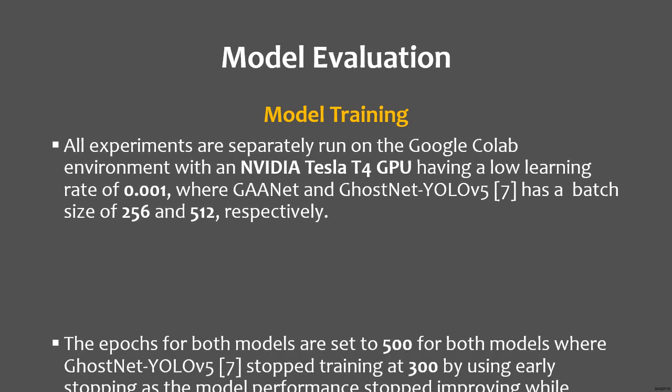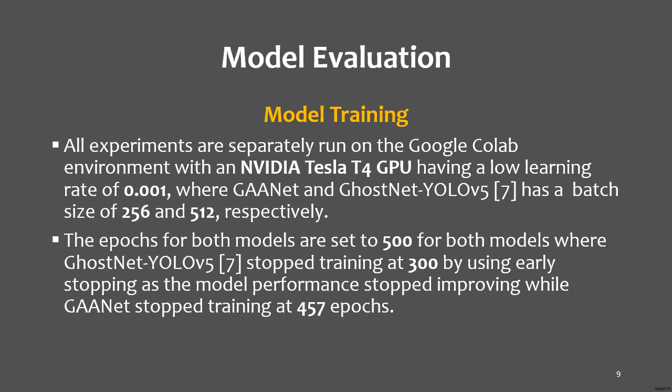Model training. All experiments are separately run on the Google Colab environment with an NVIDIA Tesla T4 GPU, with a low learning rate of 0.001, where GhostNet and GhostNet YOLOv5 have batch sizes of 256 and 512. The epochs of both models are set to 500, but GhostNet YOLOv5 stopped training at 300 by using early stopping as the model performance stopped improving, while GhostNet stopped training at 457 epochs.